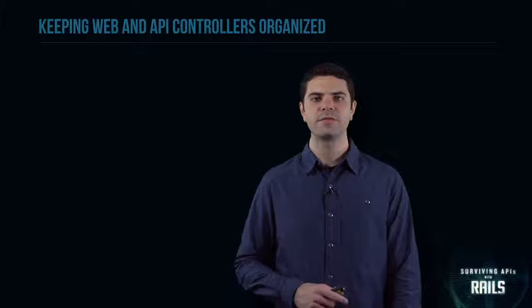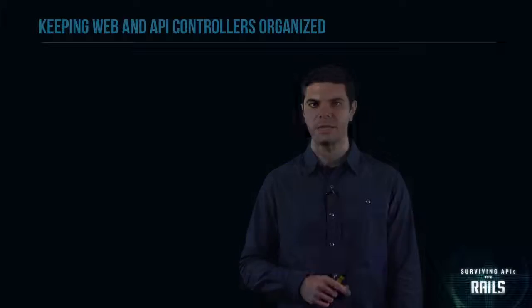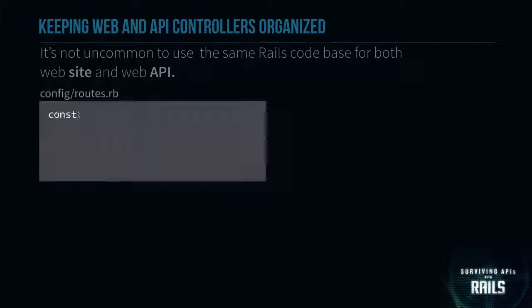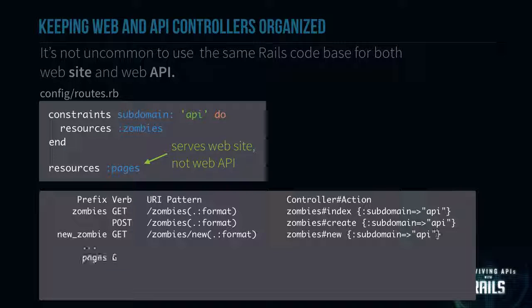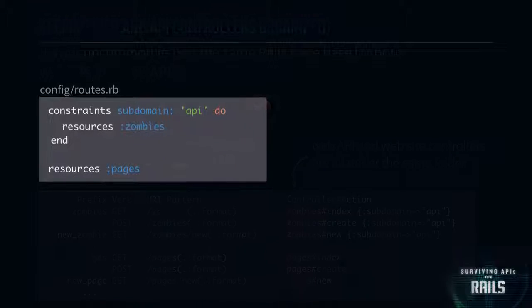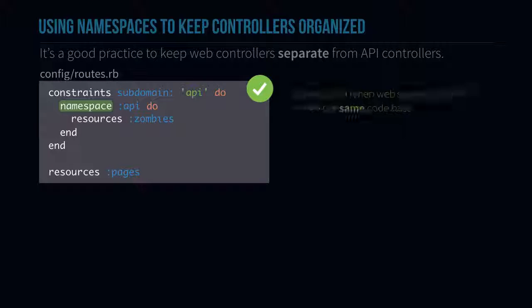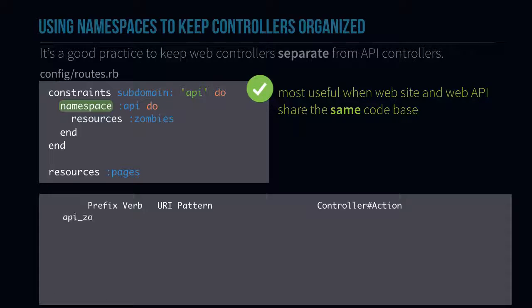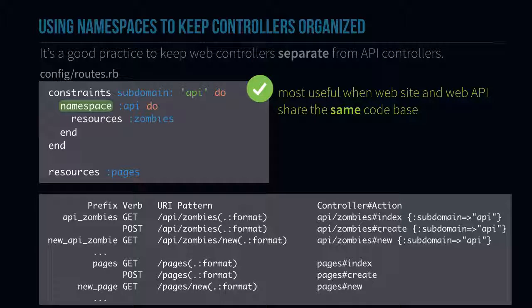Going back to our previous routes file, let's see how we can keep our controllers a little bit more organized. In this example, all of our controllers are under the same namespace, which means under the same folder, which might be a little bit confusing once you start adding more classes to your project. To fix this, we can create a separate namespace just for our API controllers. As you can see, our API controllers are now under the API folder.